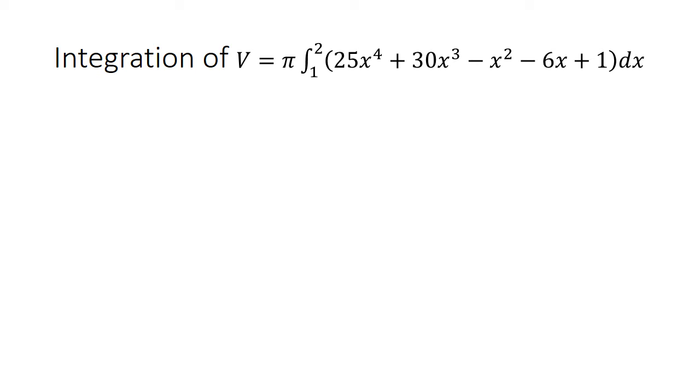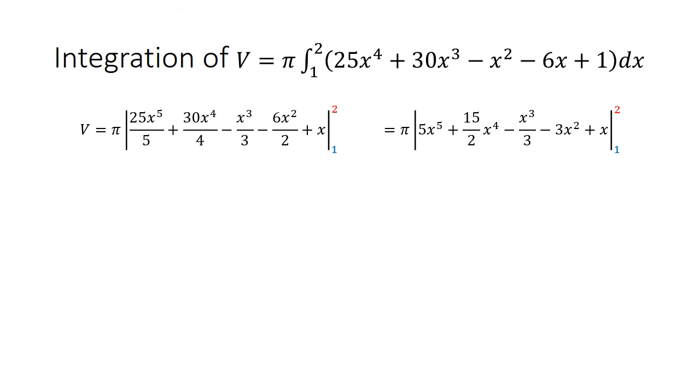In this last slide, we run through the integration of this quartic equation. It's called a quartic because the highest power is x to the power of 4. The integral of x to the 4 is x to the 5 divided by 5. The integral of x cubed is x to the 4 divided by 4. The integral of x squared is x cubed over 3. The integral of x is x squared over 2. And the integral of 1 is x.